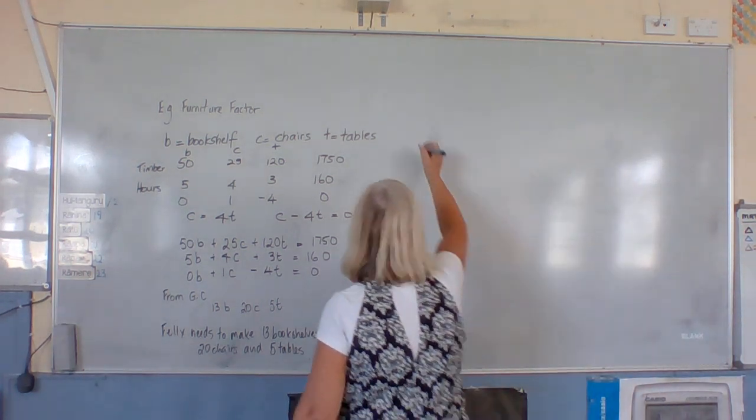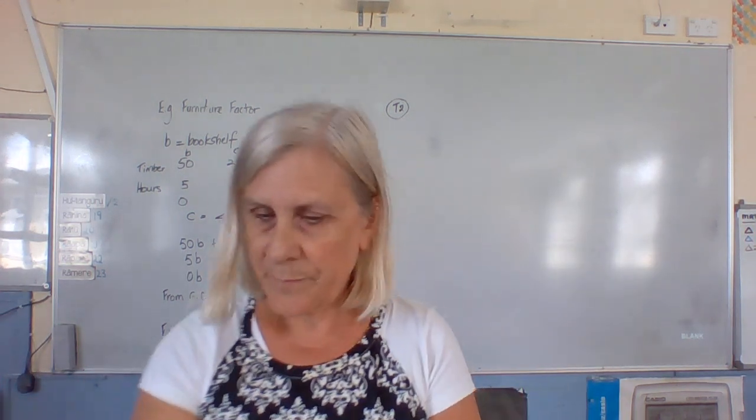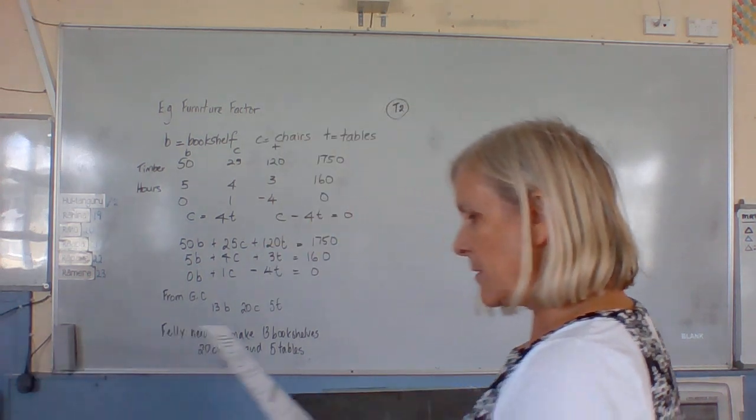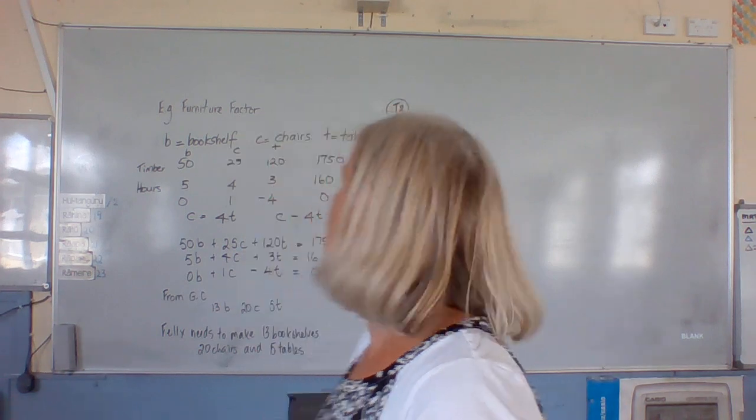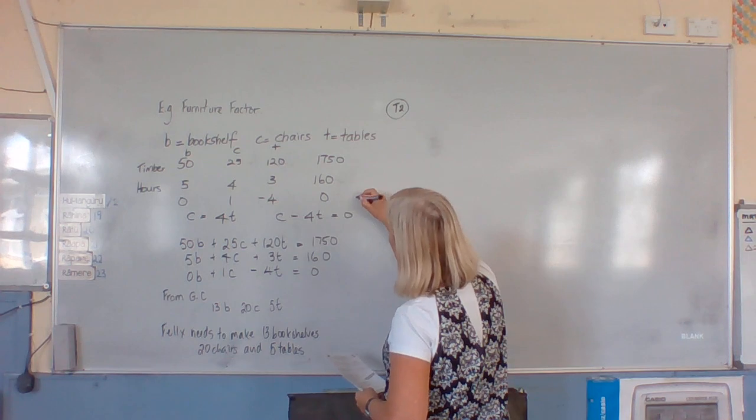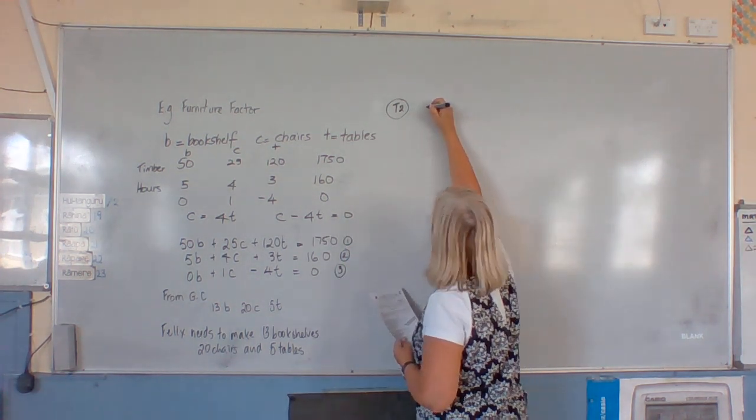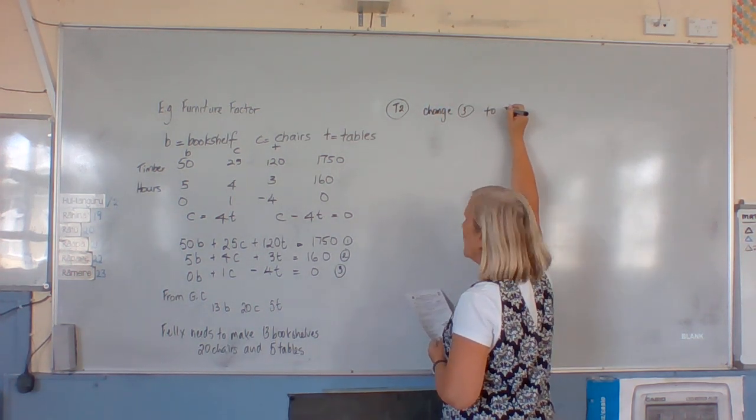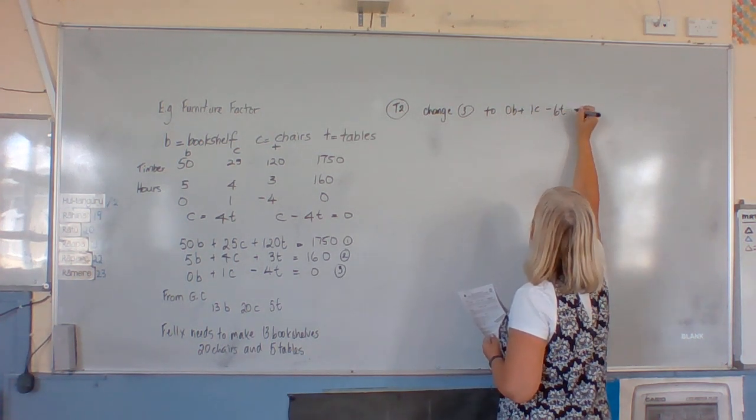For task 2, it says, Felix finds his business is growing. He decides to make 6 times as many chairs as tables, keeping his other requirements the same. Explain to Felix why this is not possible. So we're going to change this equation here. So equation 3 to 0 bookshelves, 1 chair, 6 tables equals 0.